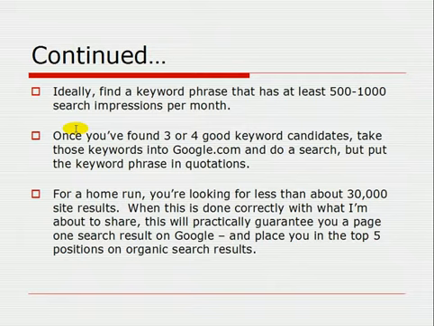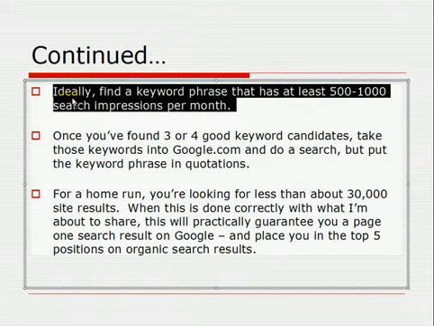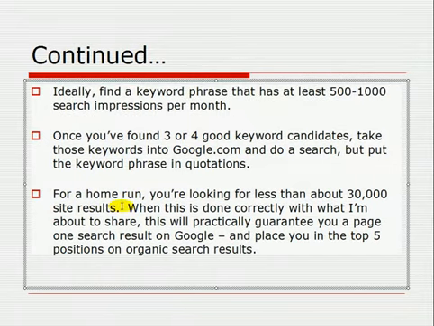Take those keywords and then type them over at google.com and do a quick search, but put that keyword phrase in quotations. Okay, so find a handful or so of good keyword phrase candidates based upon what we just talked about up here. What you're looking for, a home run that practically guarantees you a page 1 search result ranking, is if you have less than about 30,000 or so site results that come up when it shows you the search results up in the top right hand corner.